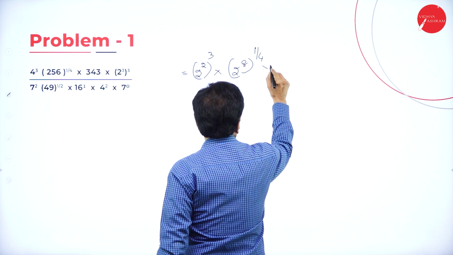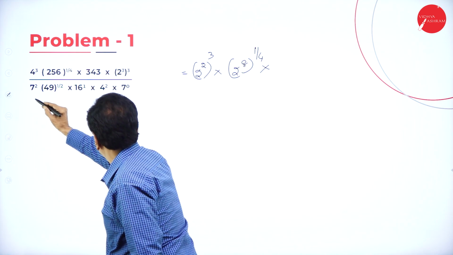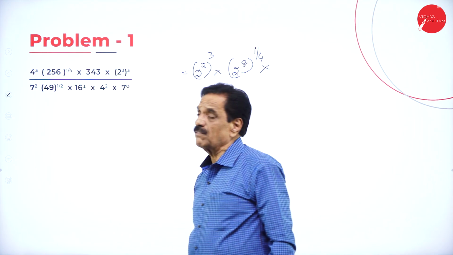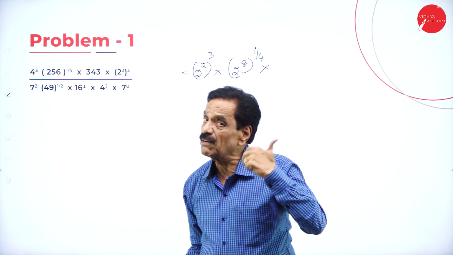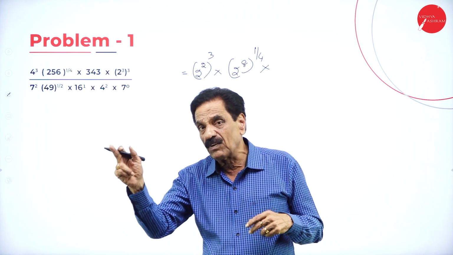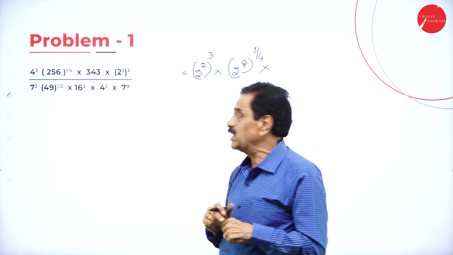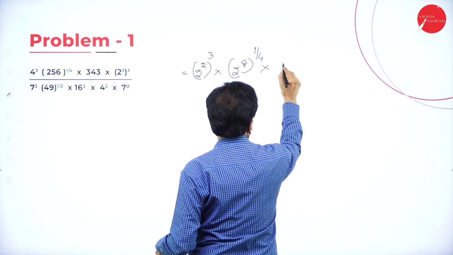Then 343 is there. Here in the bottom 7 is there. Convert into 7. So 343 is 7 cube now. 7 7s are 49. 49 into 7 is 343. This is your 7 cube.